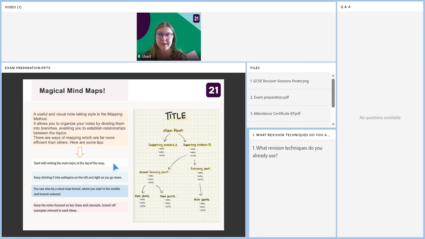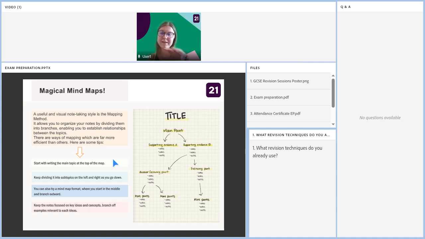A mind map is bigger than that. This could be like an entire topic revision resource. It's more like a knowledge organizer, really, when I show you the examples in a moment. So start with the main topic at the top of the map. So you might have, for example, the first topic is Christian beliefs. You might have Christian beliefs at the top.